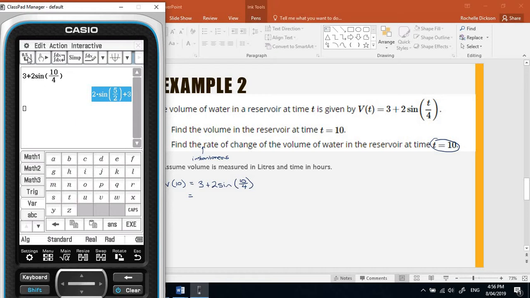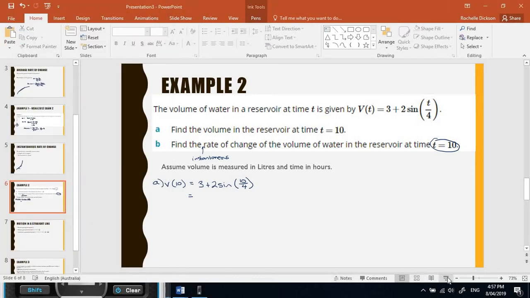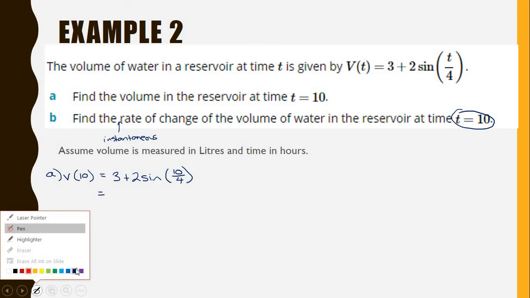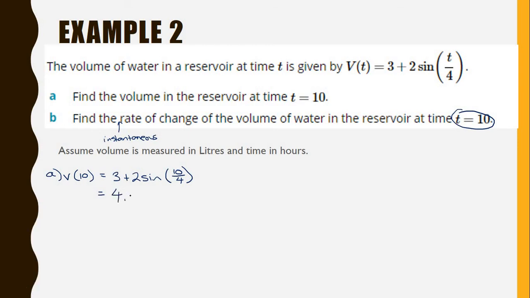We can tap up here to change to a decimal. So we're getting 4.196. If we round this correct to 2 decimal places, that would be 4.2. So our volume at this stage is 4.2 litres. So we've got 4.2 litres in the reservoir at that time.